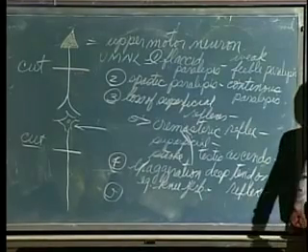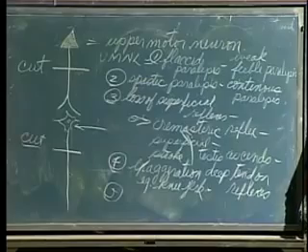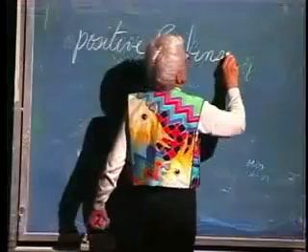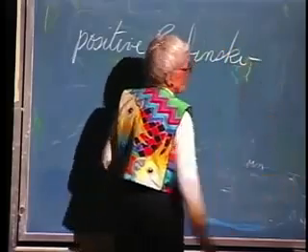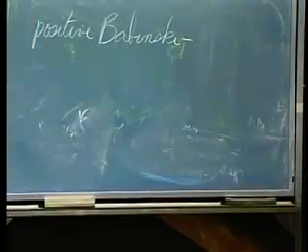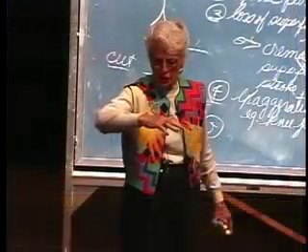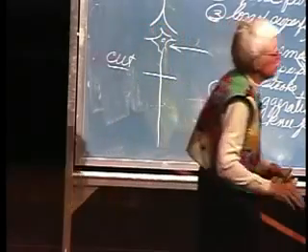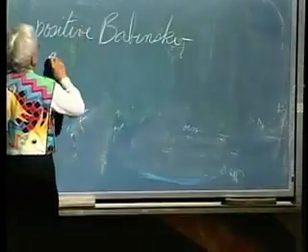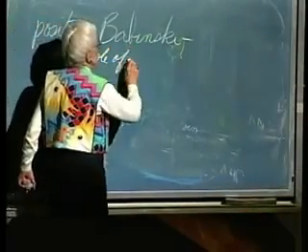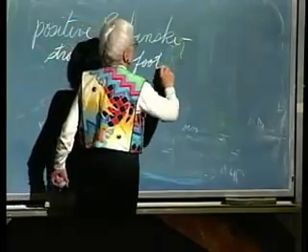Okay, positive Babinski. And what is this? You stroke the sole of the foot. Your toes are usually like this. If you have an upper motor neuron lesion, the toes will fan out. So, stroke the sole of the foot. But you have to stroke it with something, not just with your hand.